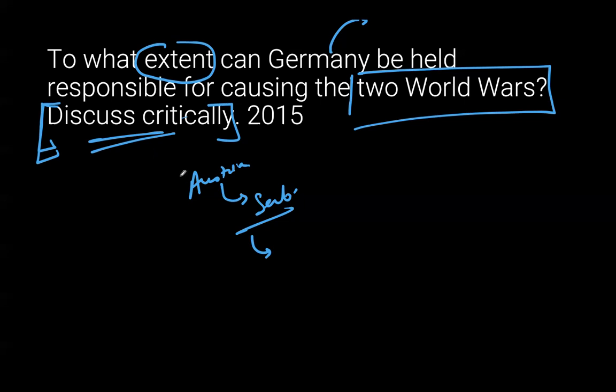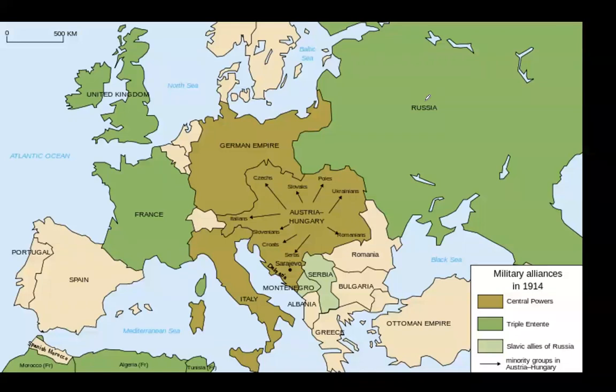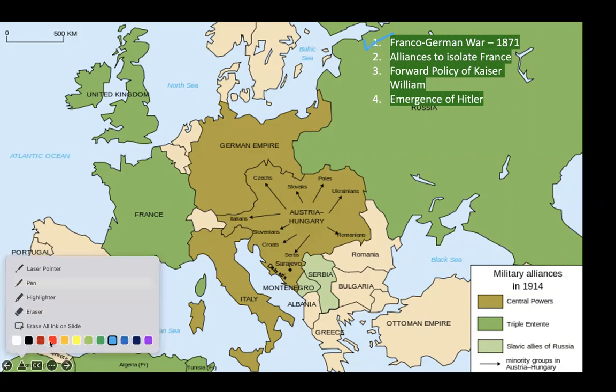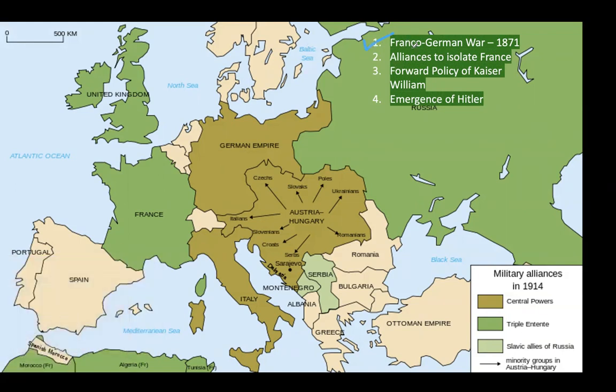Now, next, make a heading with reference to the role of Germany or responsibility of Germany towards the causing of the two world wars. You mentioned this, and then you mentioned the other factors. Okay, so let's see the pointers. So first of all, the Franco-German War. Right, so the Franco-German War, that is the unification of Germany.